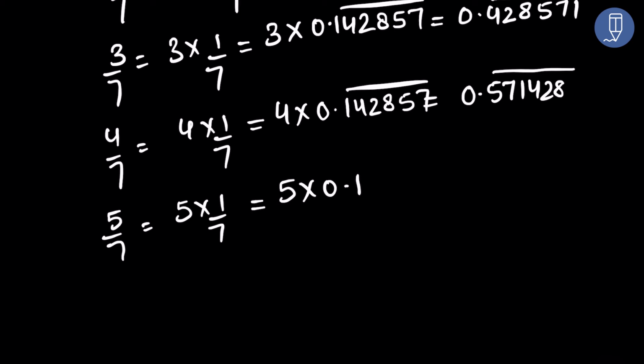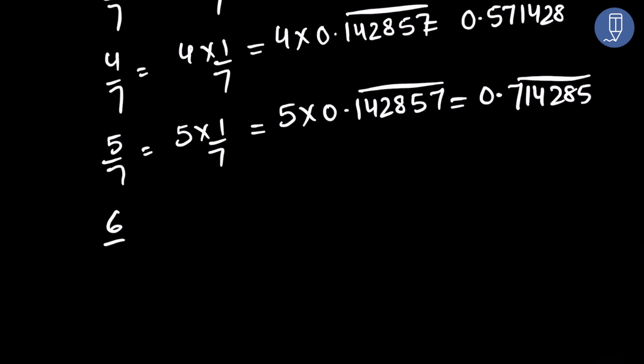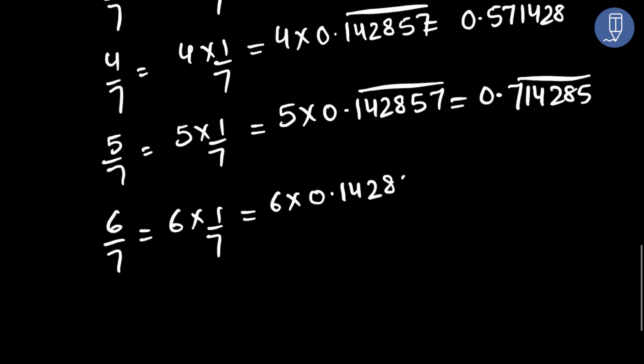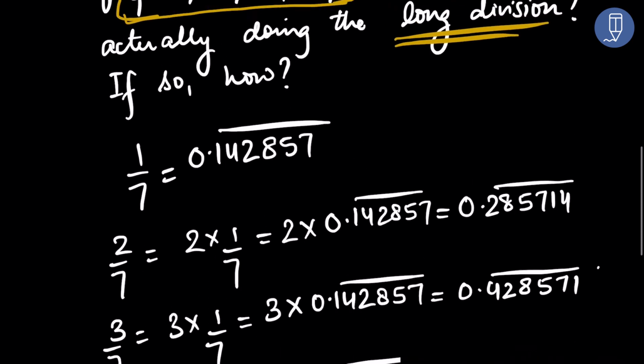Now 5 by 7 is 5 into 1 by 7, which is equal to 5 into 0.142857 bar, which means this is equal to 0.714285 bar. You can find out all these values in a rough column. I am directly writing it. 6 by 7, 6 into 1 by 7. This is 6 into 0.142857 bar, and this is equal to 0.857142 bar.